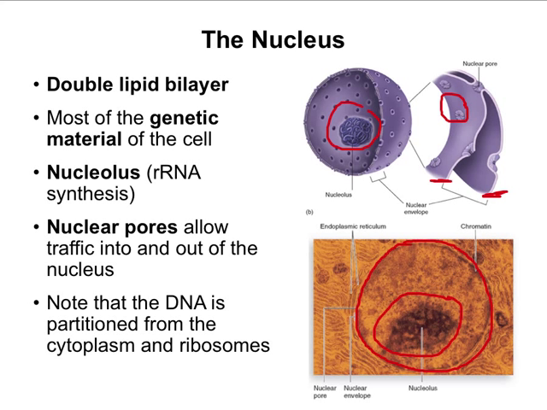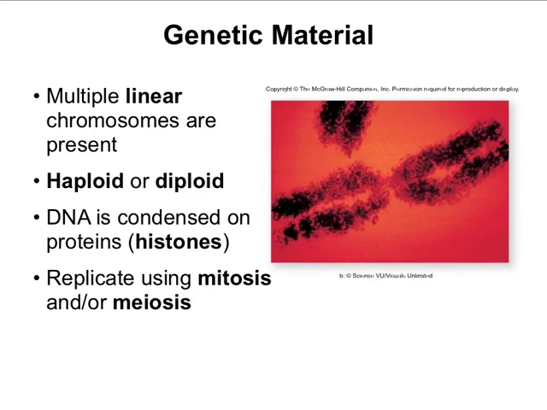Note that the DNA is partitioned from the cytoplasm and the ribosomes, as opposed to what we saw in the prokaryotic cells, where there is no partition and DNA is in direct connection with the ribosomes inside the cytoplasm of the prokaryotic cell. The genetic material that we see inside the eukaryotic nucleus consists of multiple linear chromosomes, as opposed to the single circular chromosome that we saw in prokaryotic cells.